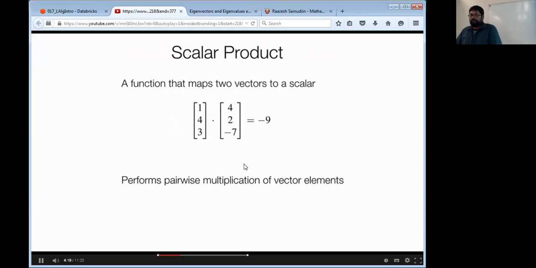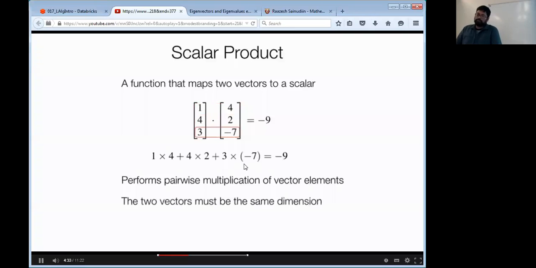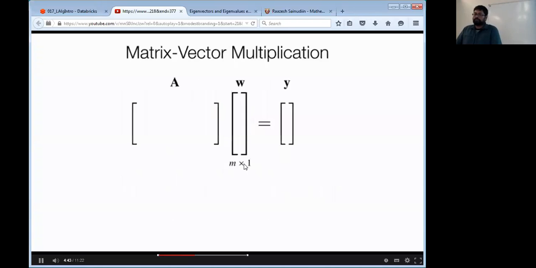Well, to do so, we perform pairwise multiplication on the vector elements. So we first multiply their first entries, we then multiply their second entries, we then multiply their third entries, and we take the sum of these products, and we get -9. It's important to note that these two vectors must be of the same dimension, and also a scalar product is also called a dot product or an inner product, and we'll use this terminology interchangeably.